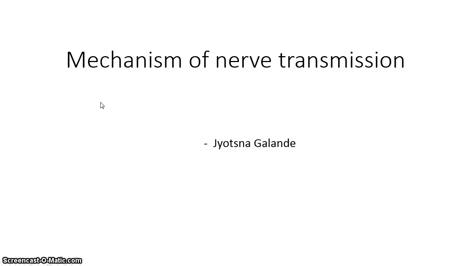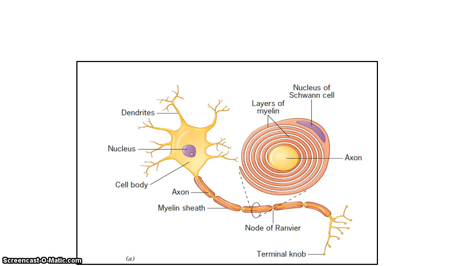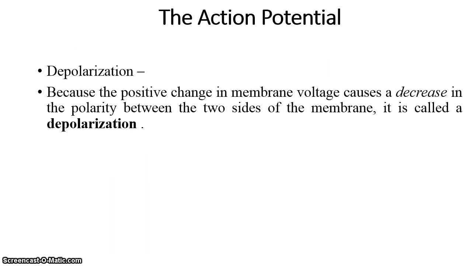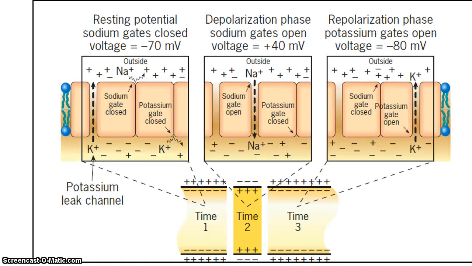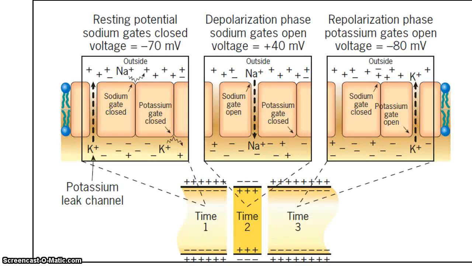Good morning, students. So we have started this topic, mechanism of nerve transmission. In that we have seen the structure of nerve cells, then the concept of resting potential, then action potential, right? So now you know what is meant by resting potential. You know the voltage in resting potential, the voltage in the depolarization phase, the voltage in the repolarization phase, the role of voltage gated sodium and calcium channels.